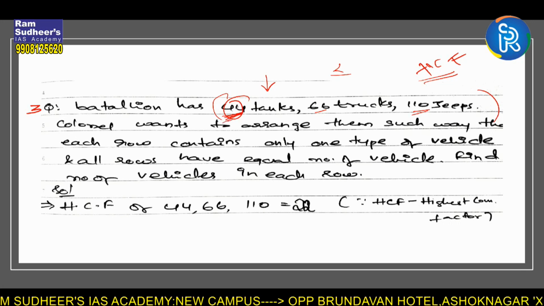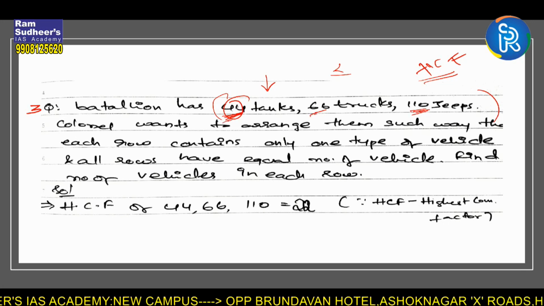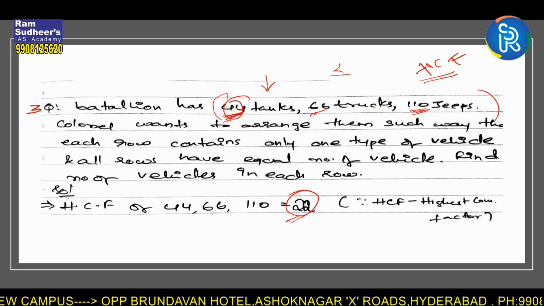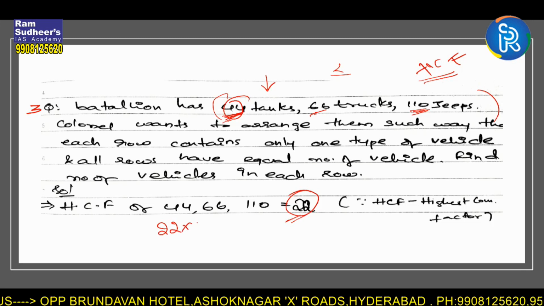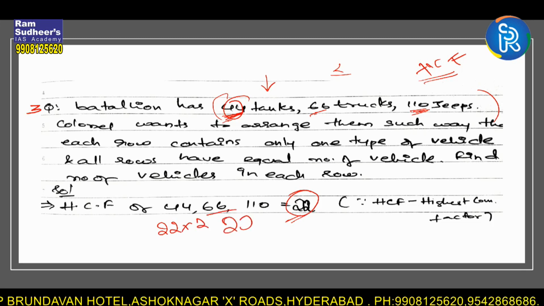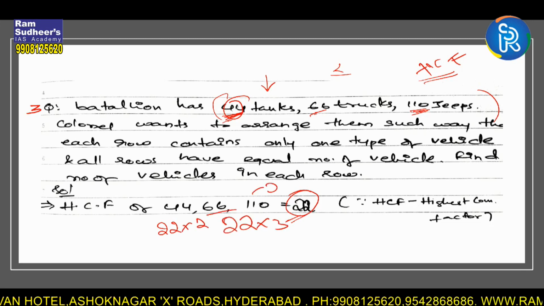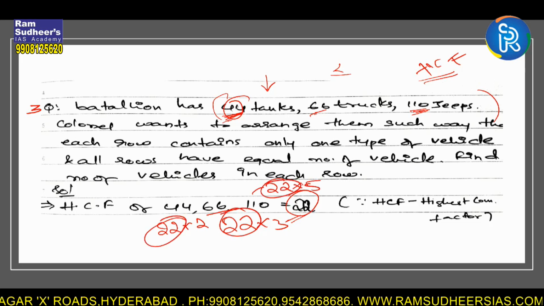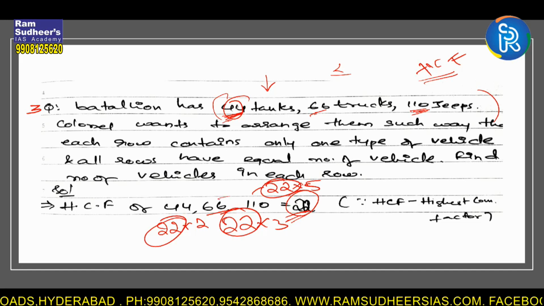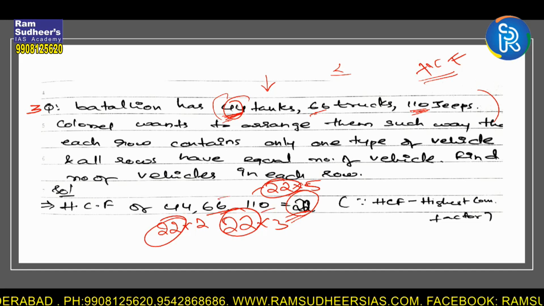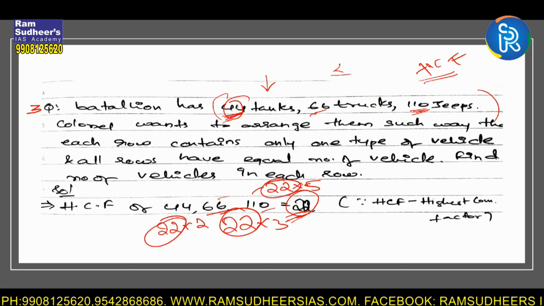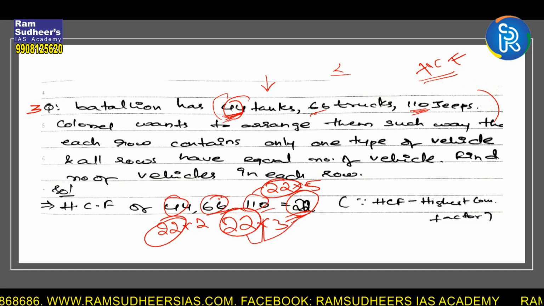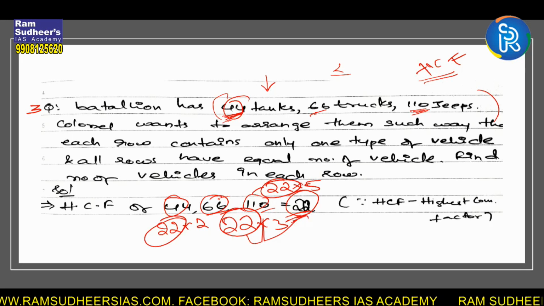HCF of 44, 66, and 110. I have written here 22 directly because this comes through constant practice that 44 would be written as 22 into 2, and 66 would be written as 22 into 3, and 110 would be written as 22 into 5. So 22 is common in all of them, so I have written 22 as the highest common factor of 44, 66, and 110 directly. So you can get to here only through constant practice, or you can just make prime factorization over here and then find out the HCF for these numbers. Yeah, this is our answer.